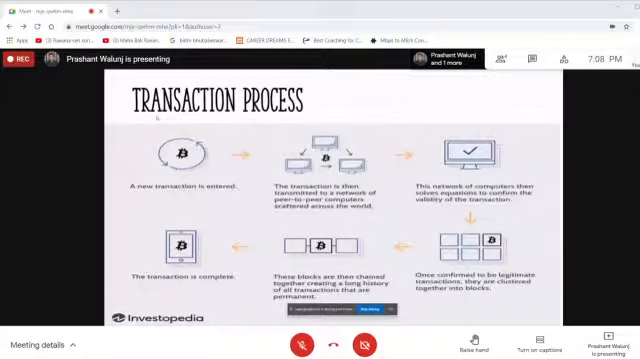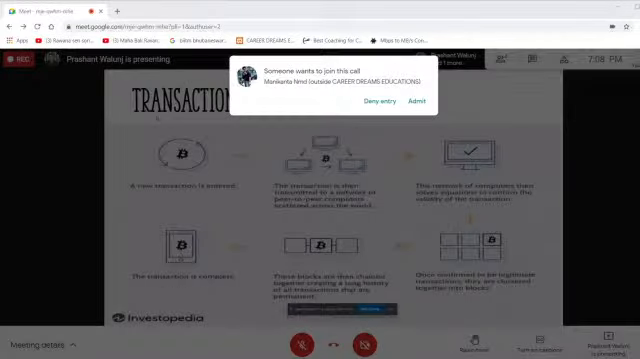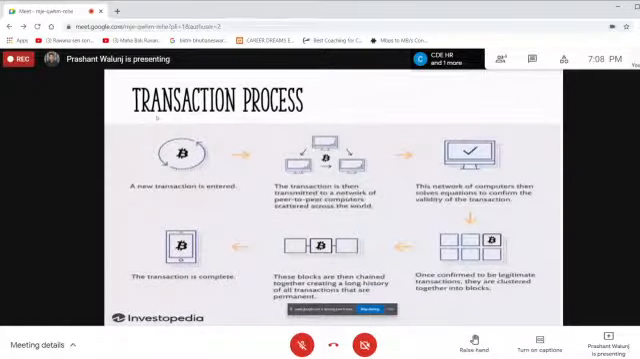And then, once confirmed to be legitimate, the transactions are clustered into blocks. These blocks are then chained together, creating a long history of all the transactions, which are permanent. And lastly, the transaction has been completed. So this is the whole process of a transaction of a Bitcoin, the whole process of a transaction on a blockchain.